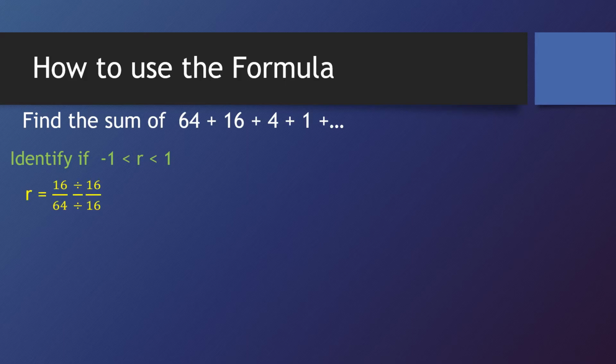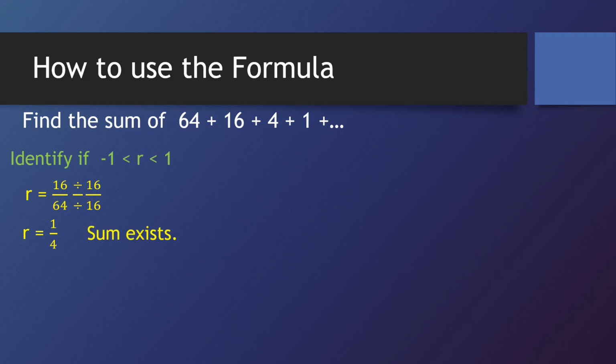So we will have common ratio is equal to 16 over 64 by dividing any consecutive terms. Then we simplify it by dividing the numerator and denominator by the GCF, which is 16. By doing that, you will have common ratio is equal to 1/4. Since 1/4 is between -1 and 1, the sum of this infinite geometric series exists.